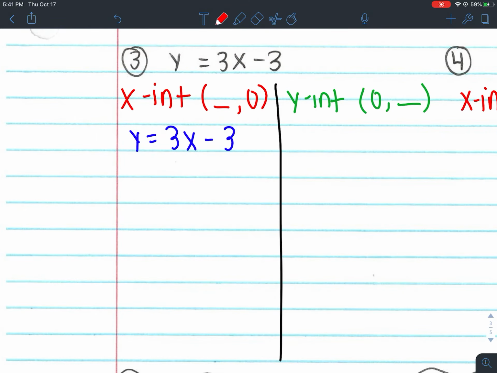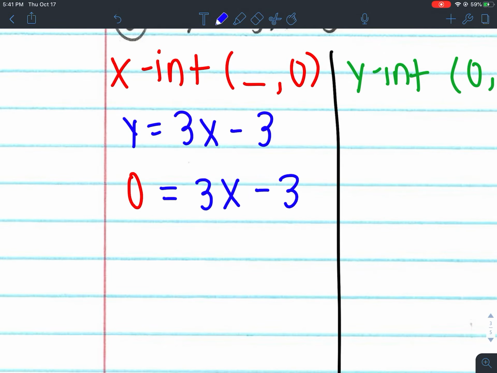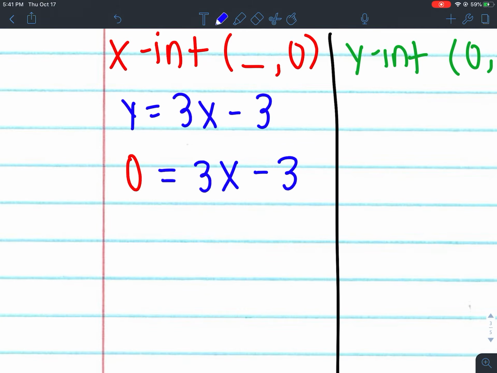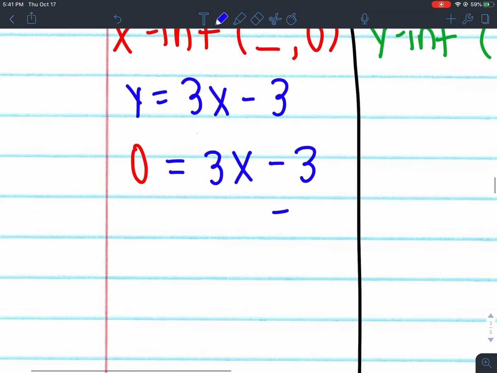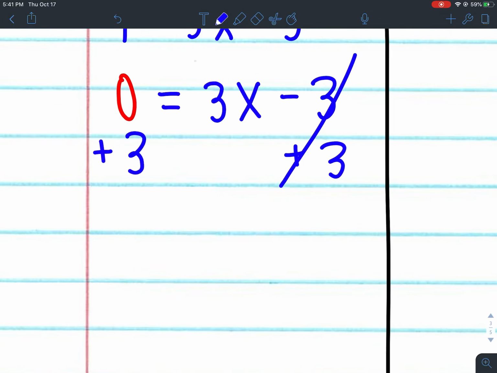Okay, now this time it looks a little bit different, but you still do the same thing. So you know that an x-intercept has a 0 in for the y value. So you're still going to plug in a 0 for y. Well, if I plug in a 0 for y, it's now just 0, and then it'll be equals 3x minus 3. Right, now I have a 0 in for the y value. And now I'm going to get x by itself. So I'm going to now add 3 to both sides. Get rid of that, because negative 3 plus 3 is 0.